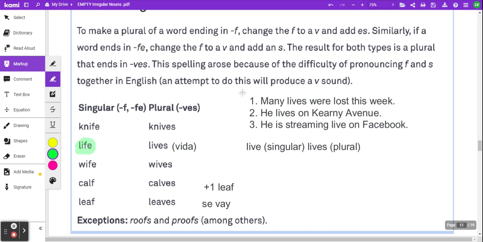Aquí tengo 3 ejemplos. So many lives were lost this week. He lives on Kearney Avenue. He is streaming live on Facebook. So aquí tengo la palabra lives, lives, and live. ¿Cómo se pronuncia? Déjalo ahí. Leave. Leave, es diferente. Yes, that one's different. Leave is different. Esa se escribe.